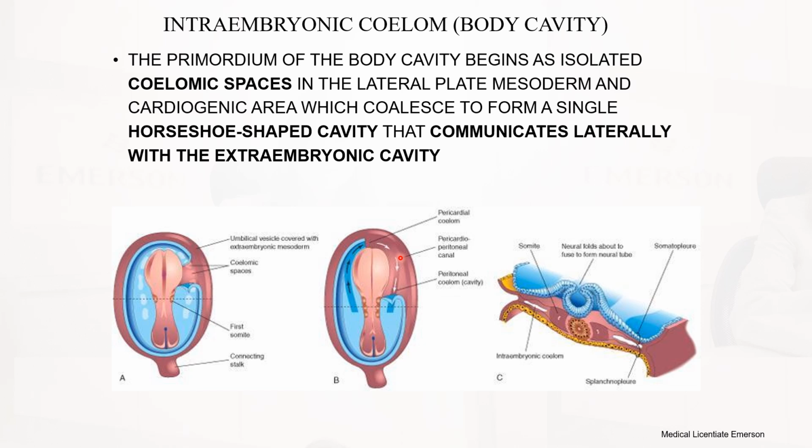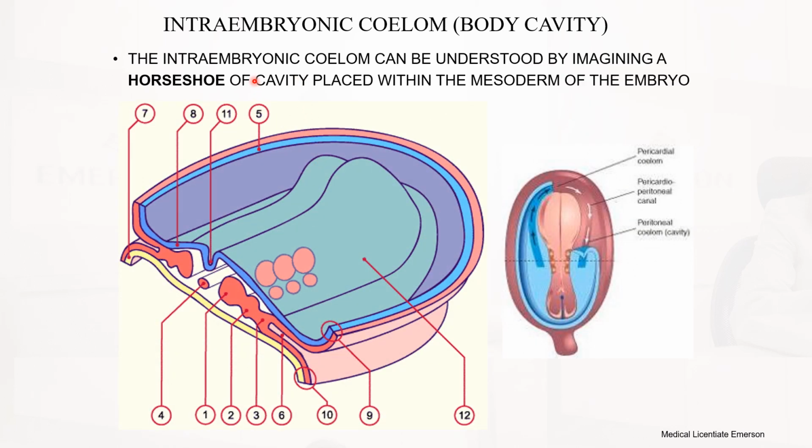You will find that a horseshoe-shaped cavity is going to form, and that cavity communicates laterally with the extraembryonic cavity. That's where the organs will start being filled inside. The intraembryonic coelom can be understood by imagining a horseshoe of cavity placed within the mesoderm of the embryo. I'm sure you have seen that it looks like a horseshoe, and it is pressed inside the mesoderm of the embryo.